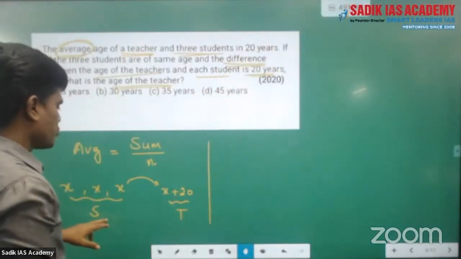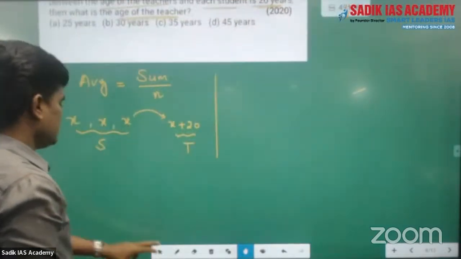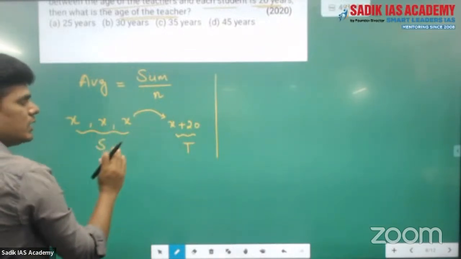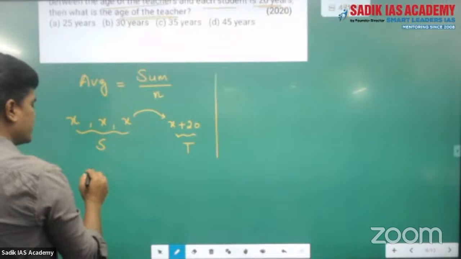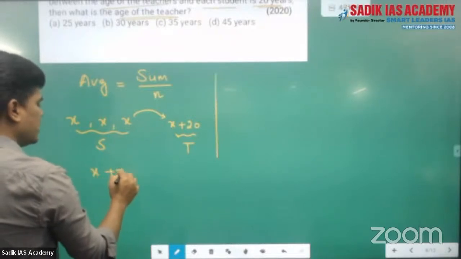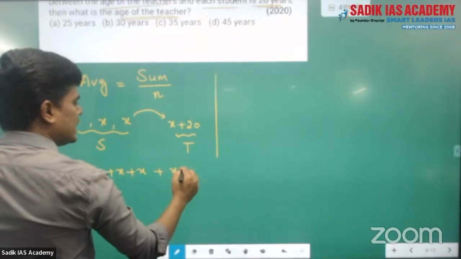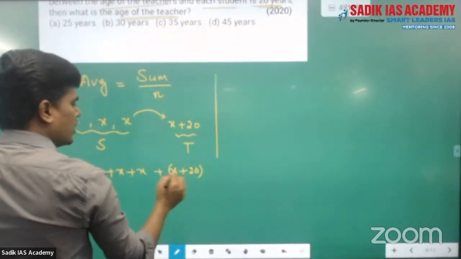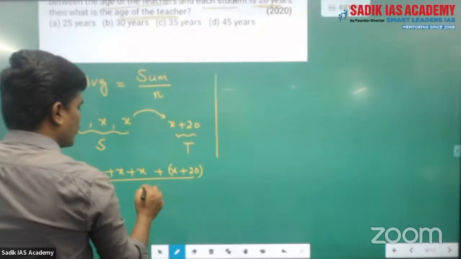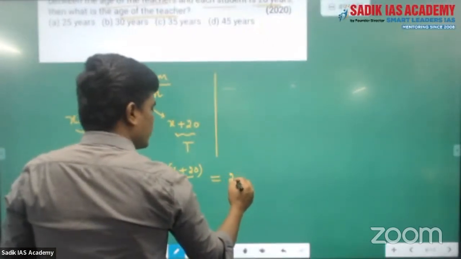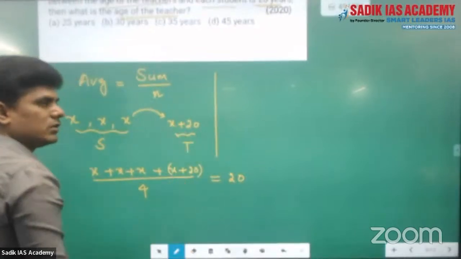In that case, how do I find the average? Sum of all the observations. Here, 4 numbers: 3 students' ages plus 1 teacher's age. How many quantities here? 4. Number of observations is 4. This average they have given is 20. It is given in the question.